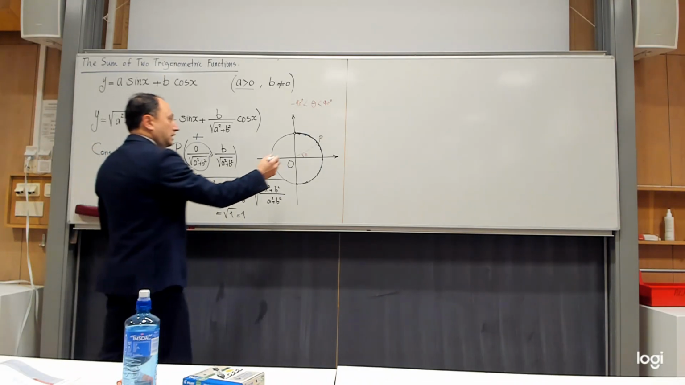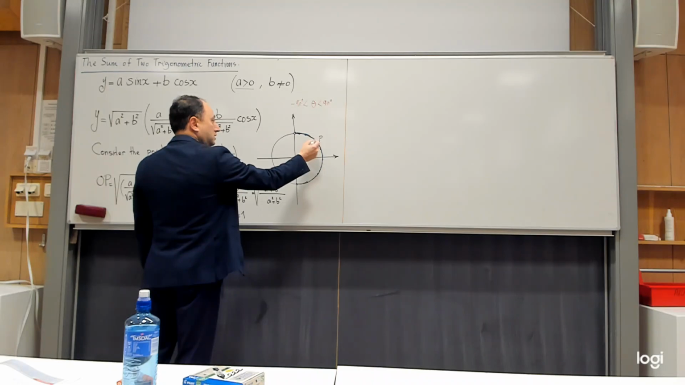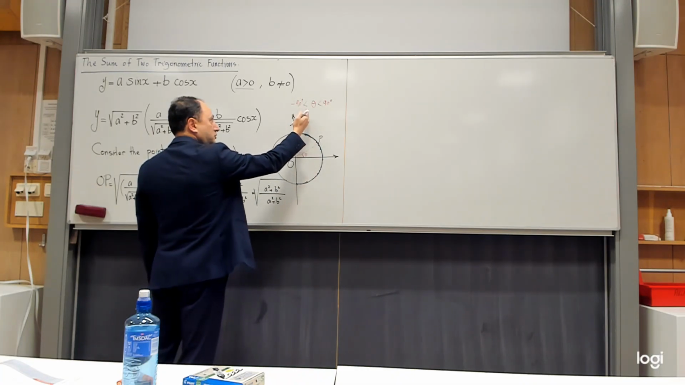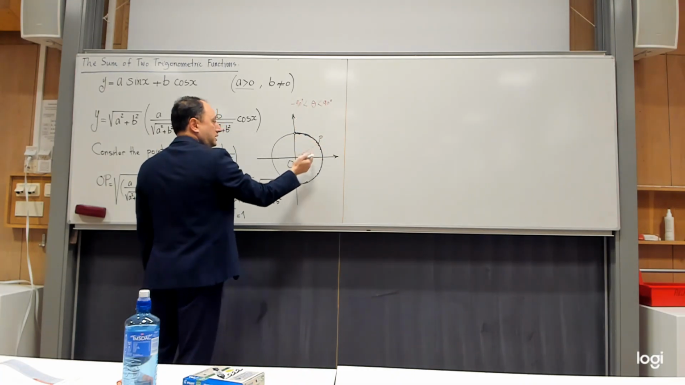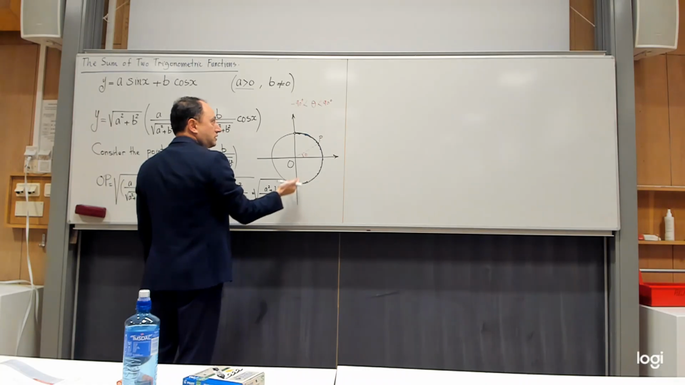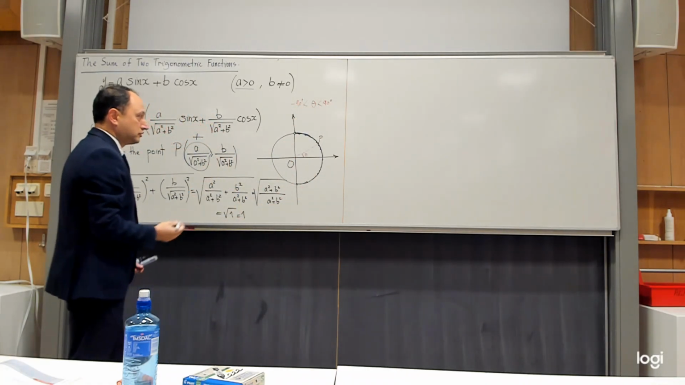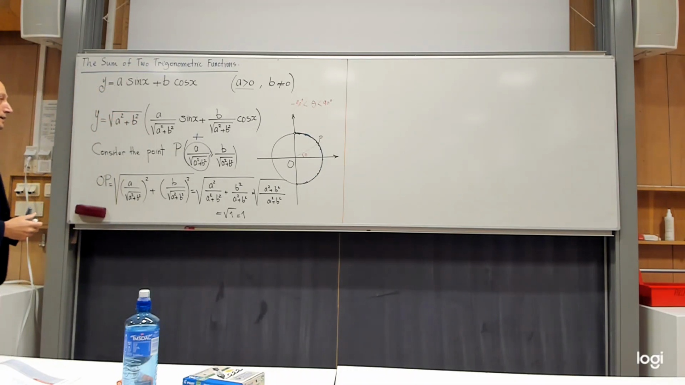So whenever I find this P, wherever it is, I connect it to the origin, and then it makes an angle. If it is in the positive direction, it would be a positive angle between 0 and 90. If it is in the negative direction, it would be a negative angle between minus 90 and 0. And that is for sure. Okay?